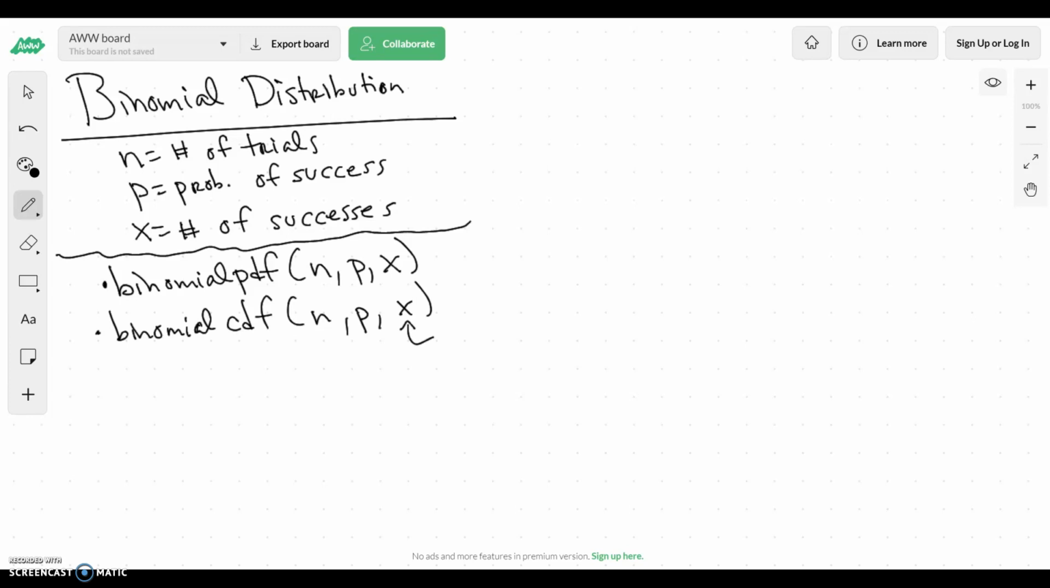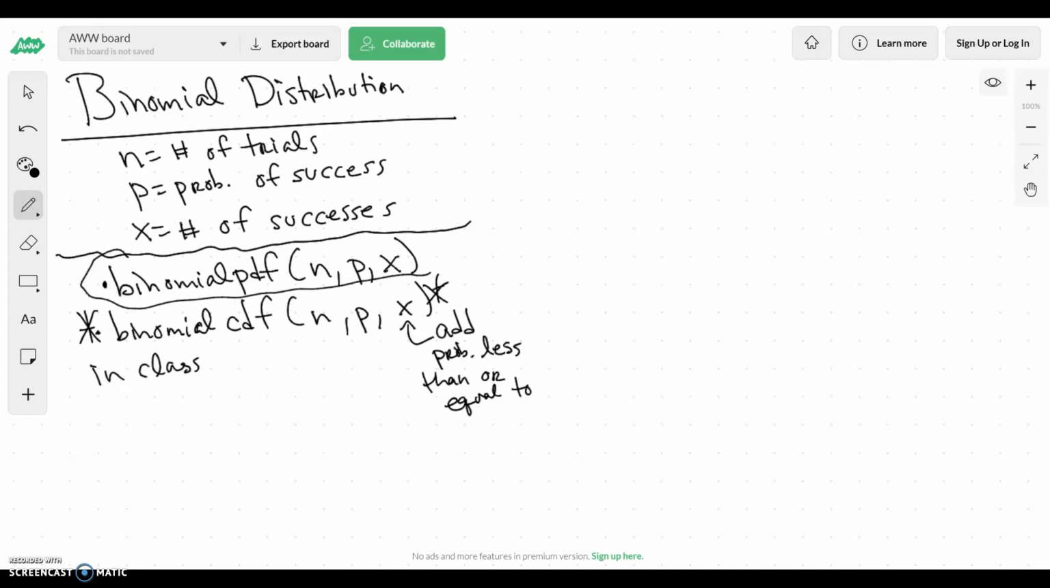It adds the probabilities less than or equal to it. Okay, so that's what it does. So this one we will be doing in class, because I really want to show you in class physically. This one we're going to do right now so that we can just practice putting it in the calculator. Later on, we'll deal with the word problem.